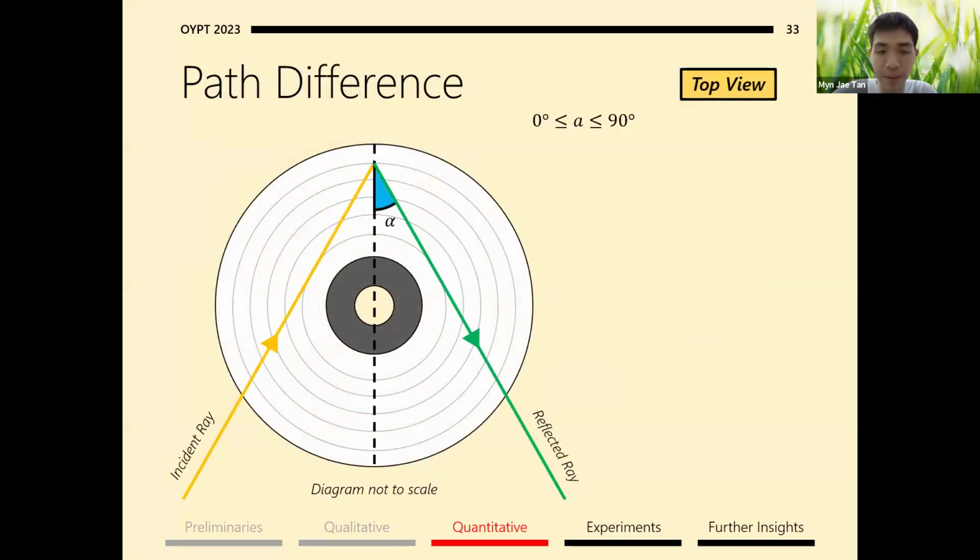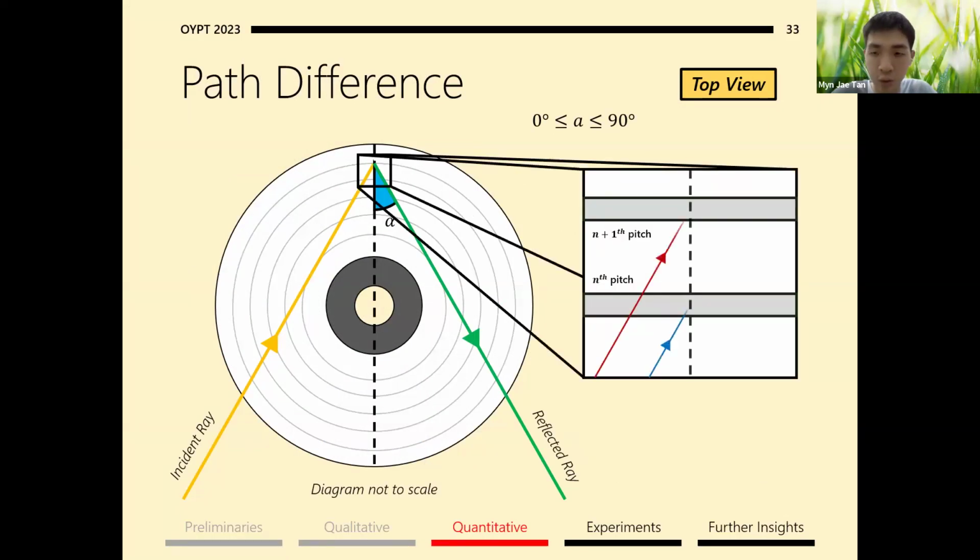So let's look at the path difference between two light rays. From the top view, if we zoom in on the tracks in the disk, using the diffraction constant as well as the azimuthal angle, because as I mentioned earlier the setup is under far field, we can approximate both lines to be parallel to each other. In this case, by using trigonometry, we can get the path difference between the two light rays, which is given as shown here.